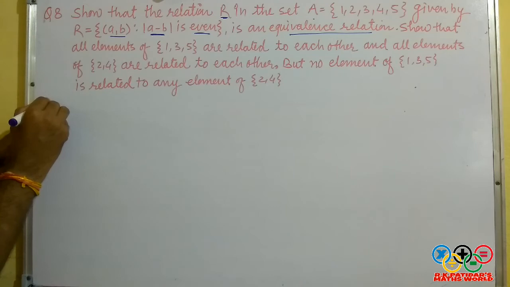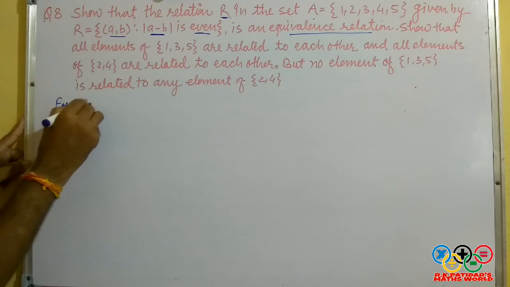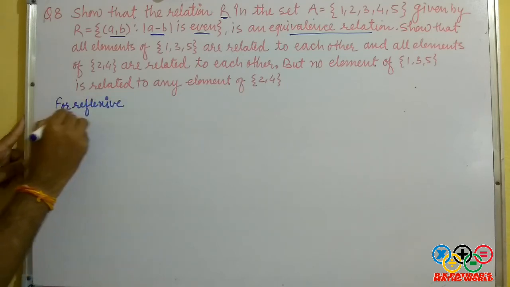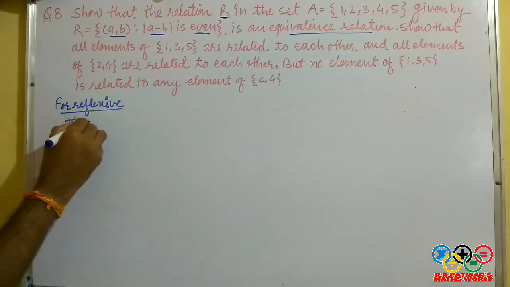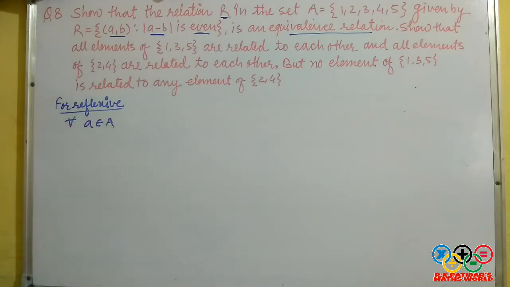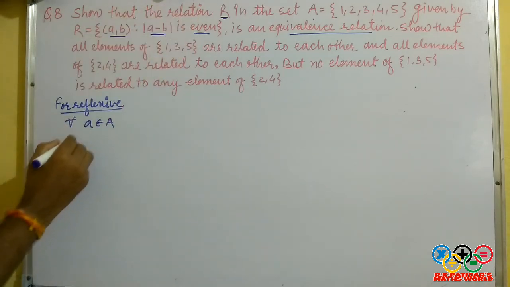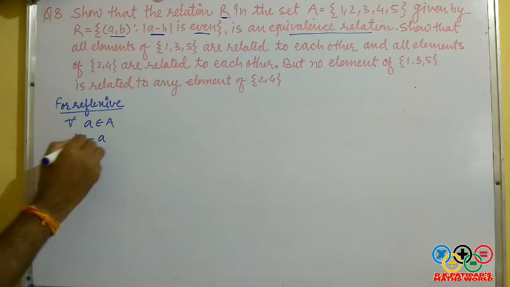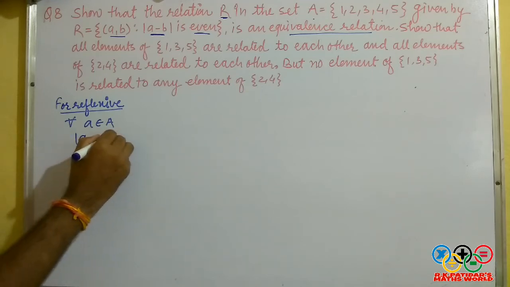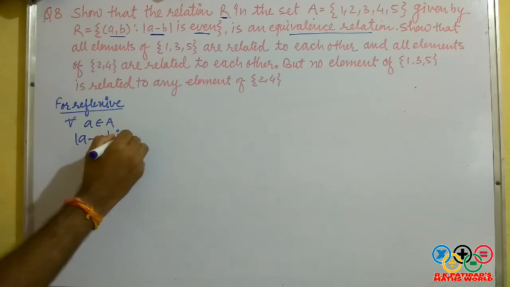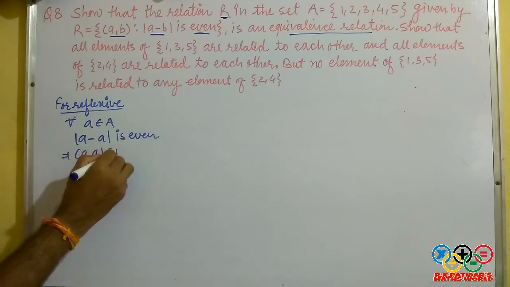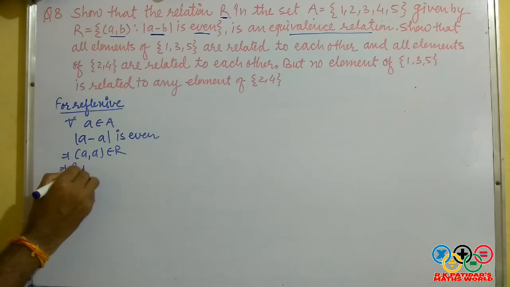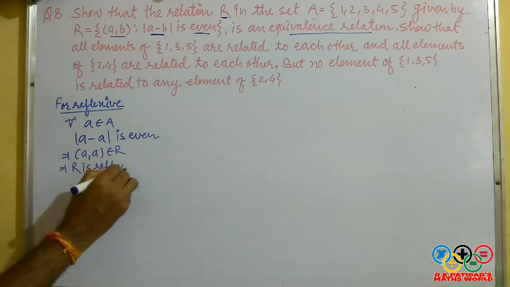See, we will check for reflexive. For reflexive, for all a belonging to this set, if we take any element of this set, the modulus of a minus a is what? It is 0, and 0 is an even number. This implies (a, a) belongs to R, and (a, a) belonging to R means R is reflexive.